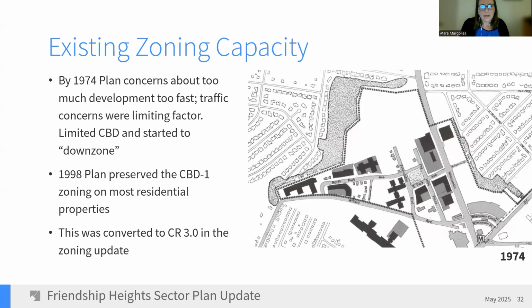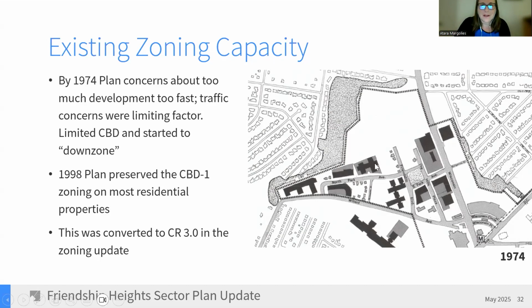In the 1998 plan, the zoning was mostly preserved in general, and they used a zoning called CBD1, which carried over from the previous zoning. It doesn't really matter what it means because in 2014, we changed our zoning ordinance entirely, and there was a conversion process where some zones were automatically changed to a new zone. CBD1 was changed to CR3. And what that means for Friendship Heights is that it's CR3 on all of these parcels.